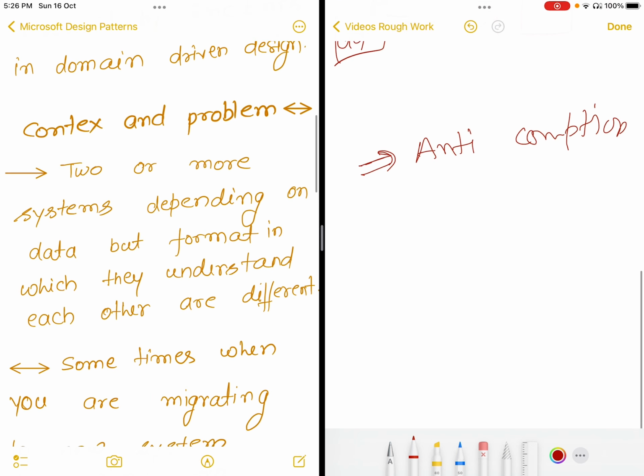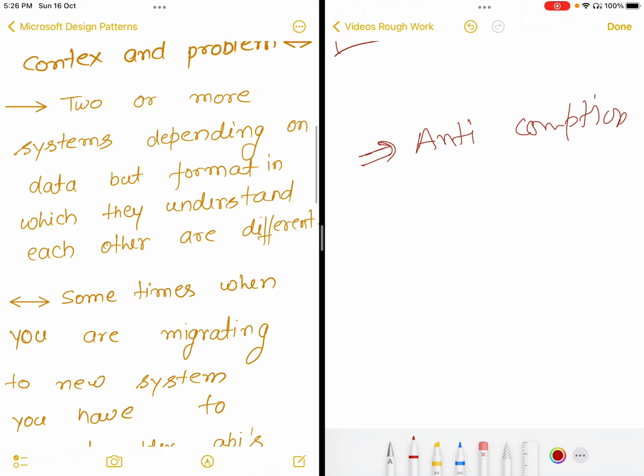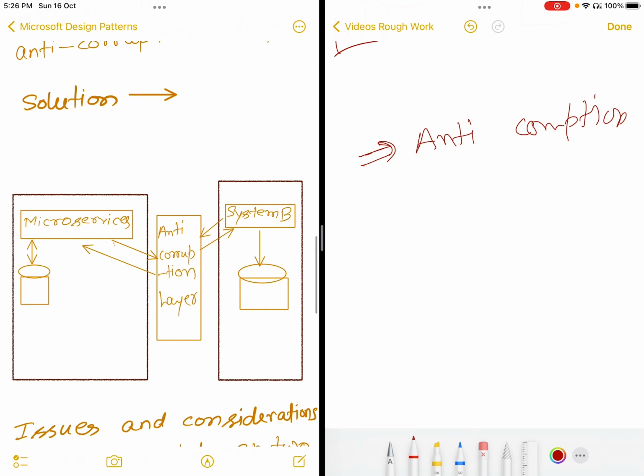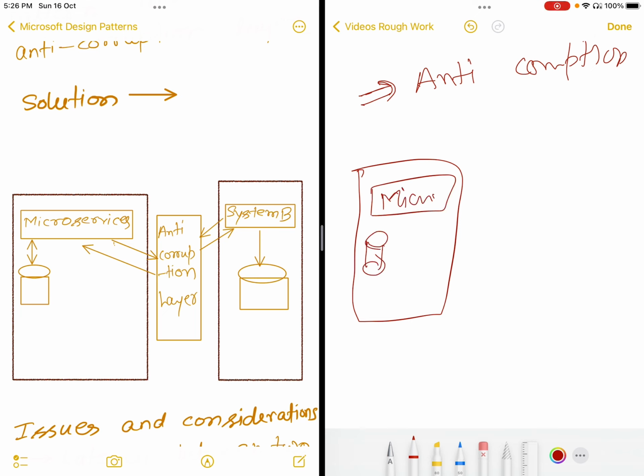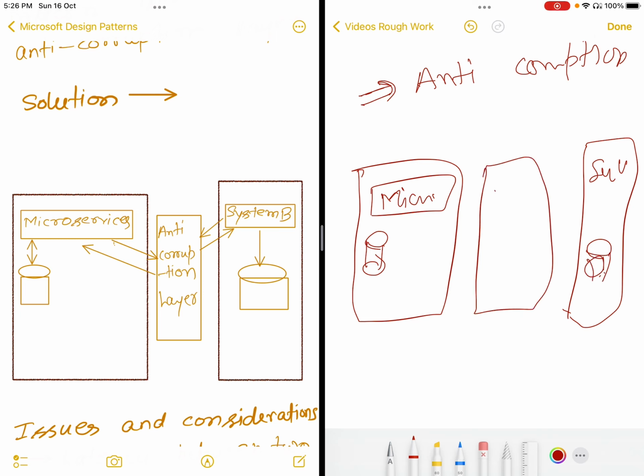So now let's try to understand the context and problem for this. We have already understood that. Now let's find out the solution. The solution is you will have one microservice which will be doing persistence of the data. Then there will be another system which you are building, a new system which will be doing several other things as well. Between these, there will be an anti-corruption layer which will be transforming data whenever it is coming from this system or whenever it's coming from system B.